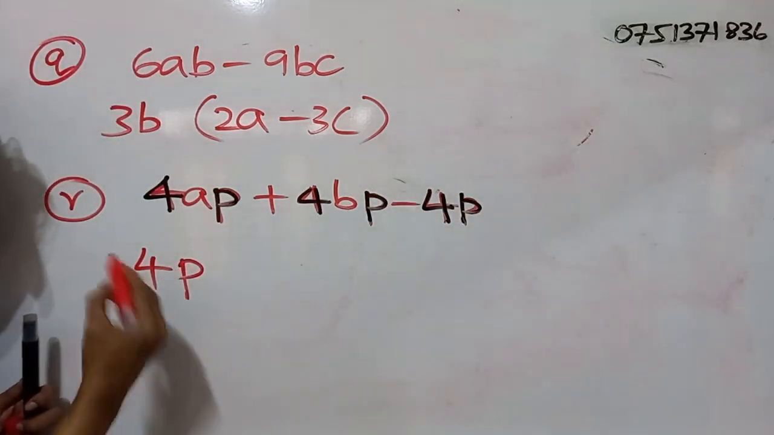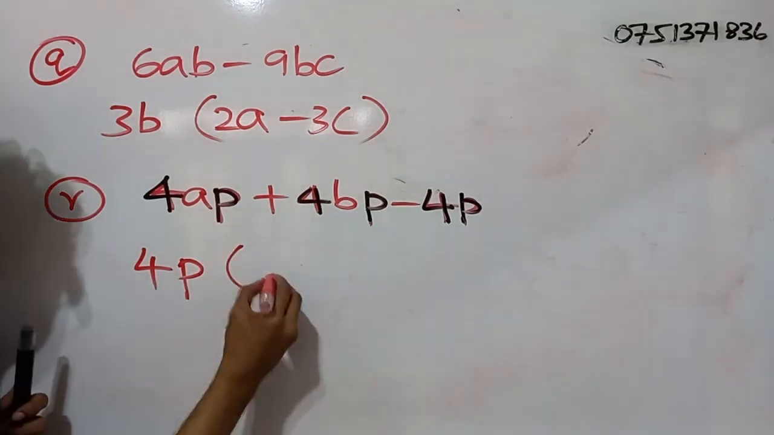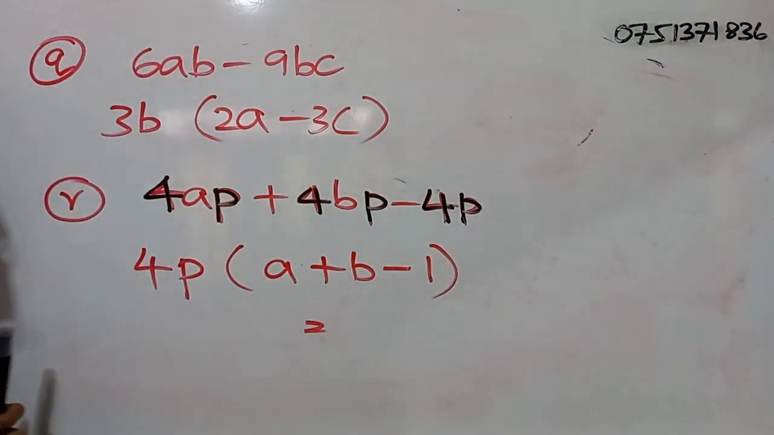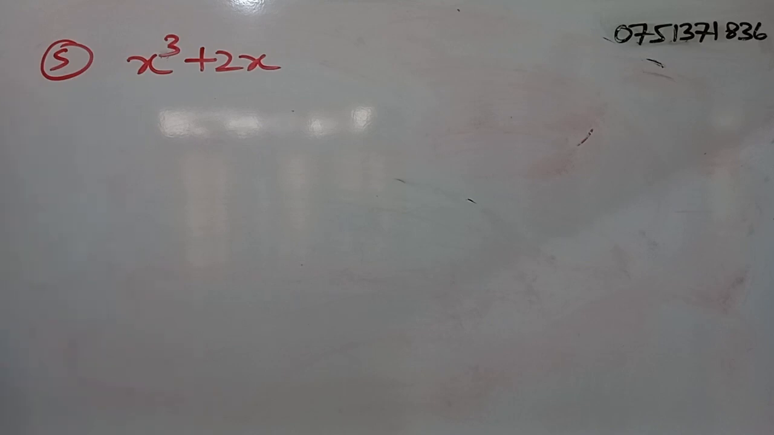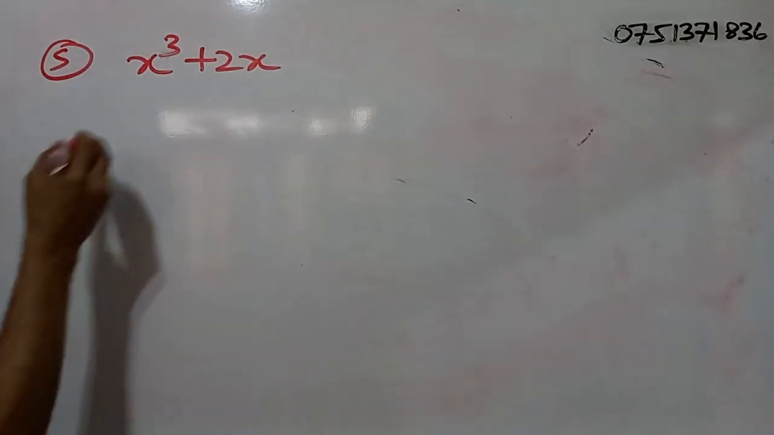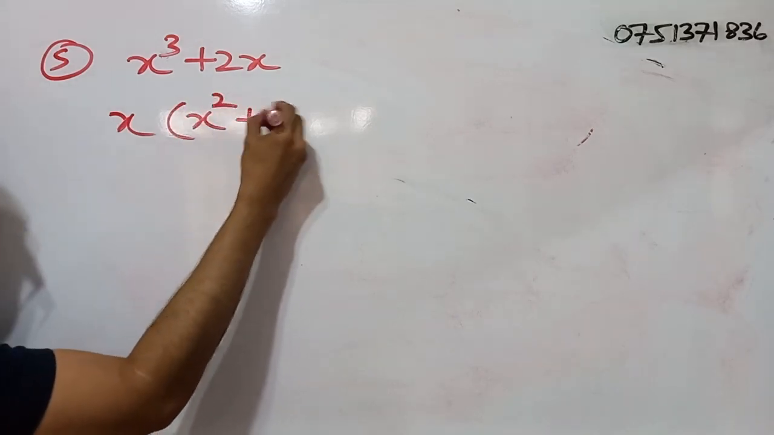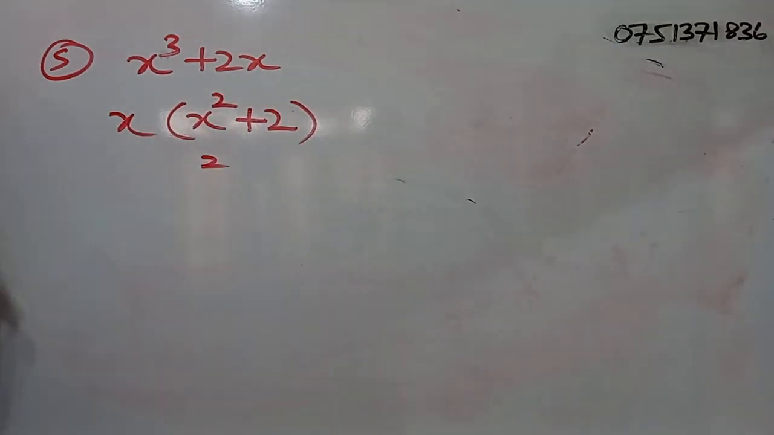So we can take 4p as well. So what goes inside? A plus b minus 1. So that will be the answer. Simple S. So what will be the common factor? We can take x. What goes inside? X squared plus 2. So this will be the answer.